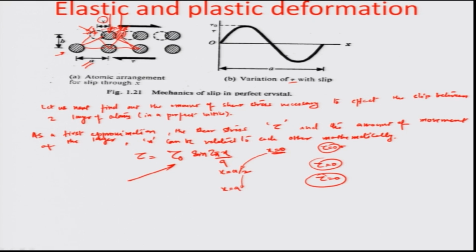So, this is represented by this condition. As you see here, x equal to 0, tau is equal to 0; x is equal to a by 2, tau is equal to 0; and x equal to a, tau is equal to 0 again. So, we basically talk about a sine wave of wavelength a, where a is the lattice spacing concerned. Once we have done that, we are enabled to see what is going to be the stress strain relationship given this shear stress value with respect to the position x of the layer above the shear plane with respect to the layer below the shear plane.